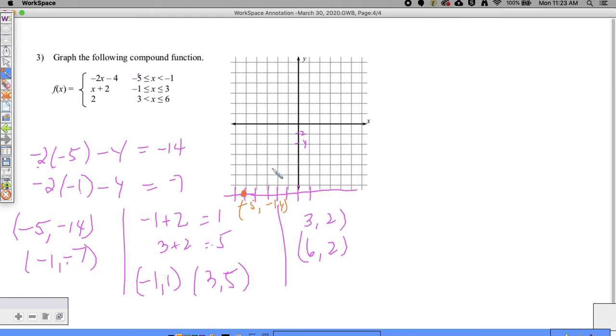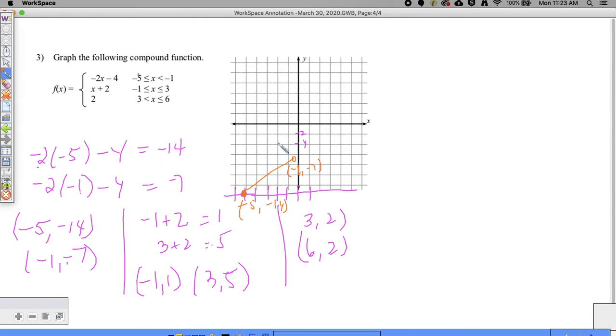But then when I go to the point (-1, -7), hold on, this is 6, and then negative, so it's going to be somewhere here. I'm going to go with an open circle over here at (-1, -7). And the reason why I have to do that is because it doesn't include -1 on this particular piece of the piecewise function. So it's going to look like that.